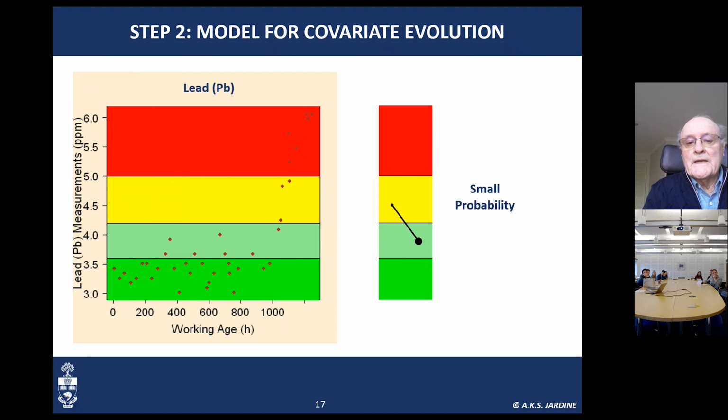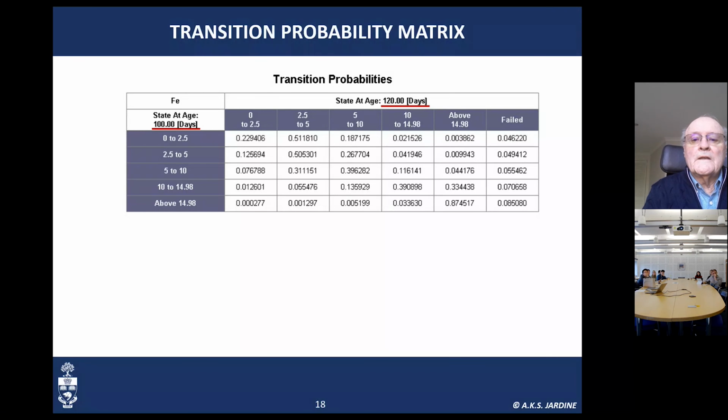And sometimes when you analyze data, the measurements go down for whatever reason. But you have to look at all these measurements and look at how they transition from one inspection to the next inspection. These are transition probabilities. So here's a transition probability matrix for iron. It's a very busy slide, but let me just take my time.